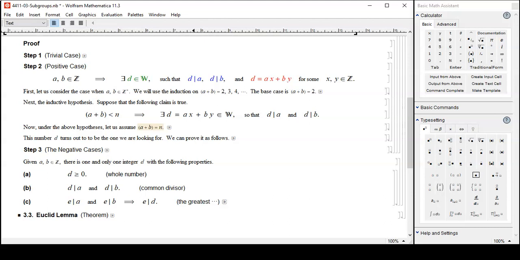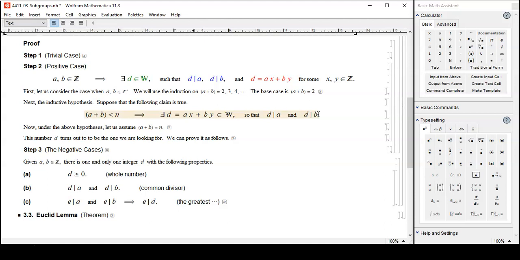This is a strong induction. The usual induction goes like this: prove for n, then assume for n and prove for n plus 1, or assume for n minus 1 and prove for n. But this is strong induction. We assume it for anything less than n, and we're going to prove it for a plus b equal to n. This is going to be hard. But what choice do we have? Let's take it one step at a time.